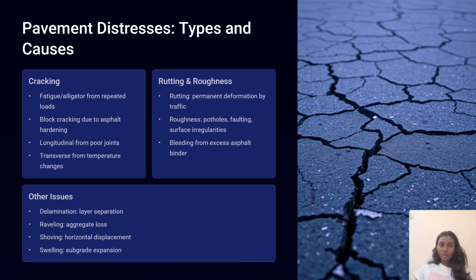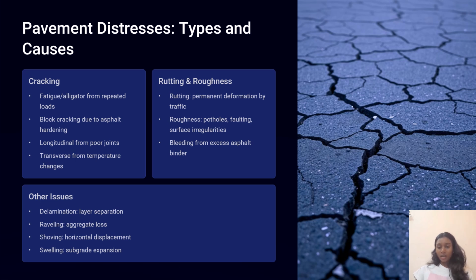Now talking about the types and the causes of pavement distresses. So first one is cracking. In this, the first one is fatigue. Fatigue happens due to the repeated loads from the traffic that cause the pavement to weaken over time. Then block cracking forms larger rectangular cracks, and this is usually due to the asphalt binder hardening as it ages. Longitudinal cracking runs parallel to the road, and it is often because of poor construction joints or shrinkage.